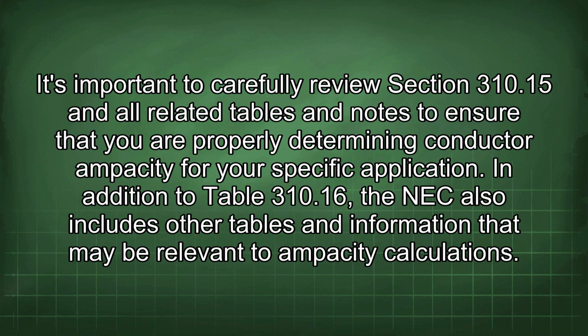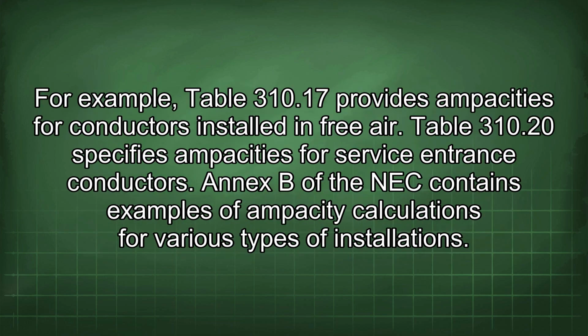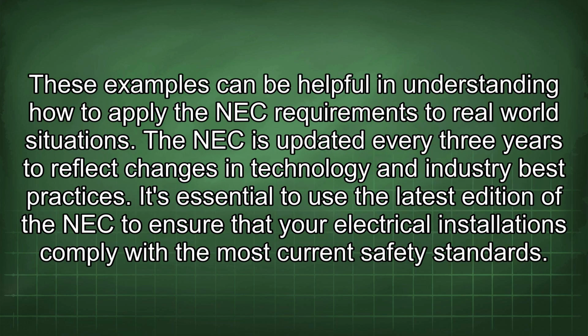In addition to Table 310.16, the NEC also includes other tables and information that may be relevant to ampacity calculations. For example, Table 310.17 provides ampacities for conductors installed in free air. Table 310.20 specifies ampacities for service entrance conductors. Annex B of the NEC contains examples of ampacity calculations for various types of installations. These examples can be helpful in understanding how to apply the NEC requirements to real-world situations.